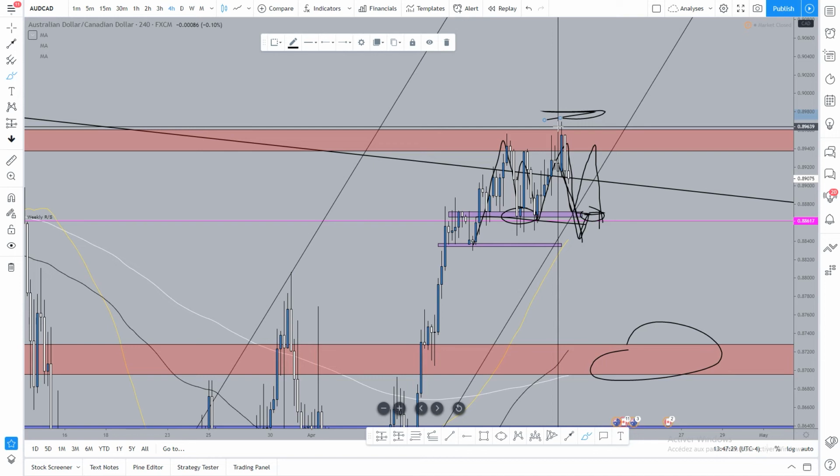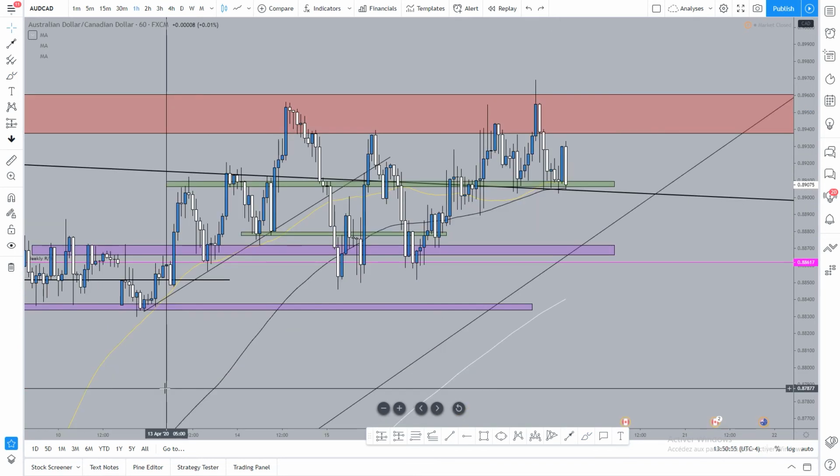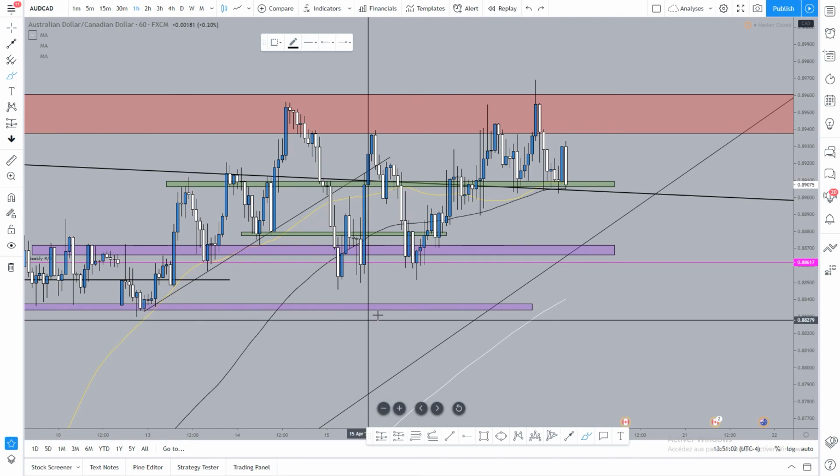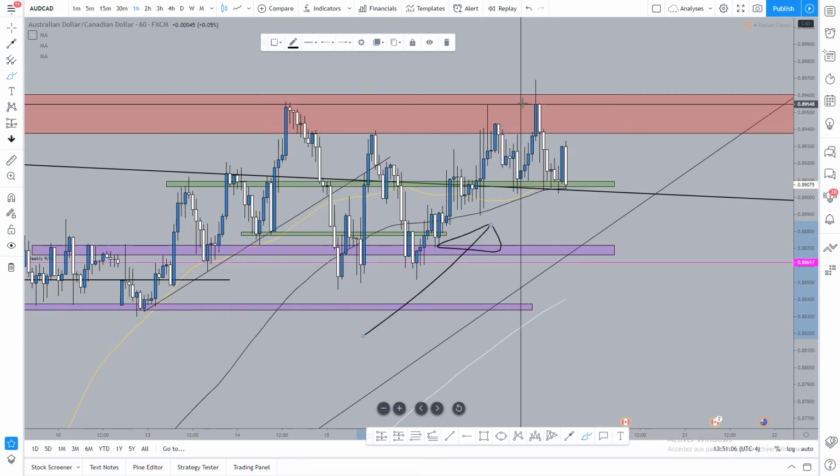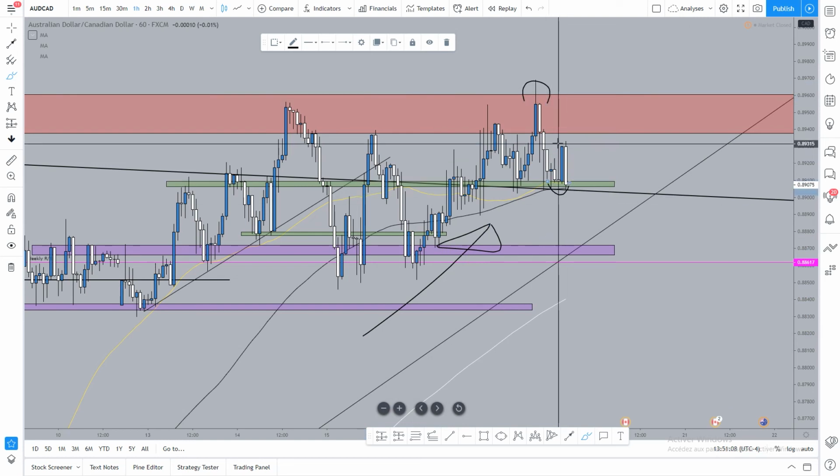Now we will go to the 1-hour time frame, and you can see, for a more aggressive entry, that on the 1 hour we have more structure than in the 4-hour time frame. As you can see, we are in the bullish trend, but we are making a bearish structure. So we are making lower lows and lower highs.